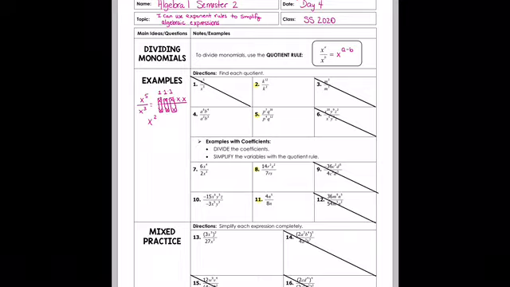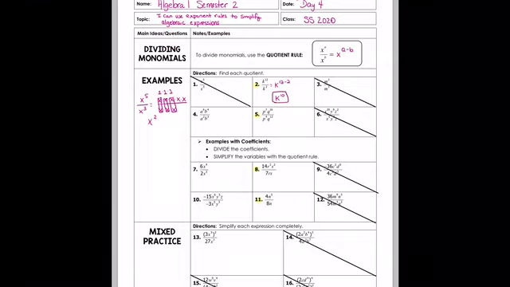So let's look at example number 2. We have k to the 12th power divided by k to the 2nd power. So we are going to subtract the exponents, which would give you k to the 10th power.